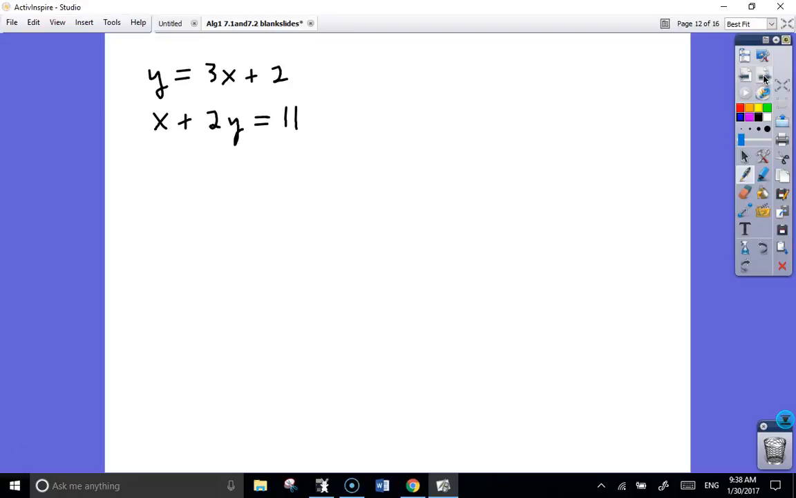What should I do with that y equals 3x plus 2? Right, I have to take this 3x plus 2 and put it in the place of y there. So it'll look like x plus 2, parentheses, 3x plus 2, equals 11. And by doing that, I just changed it. I only have one equation with one variable, and that I can solve using basic algebra. What should I do as the first step?